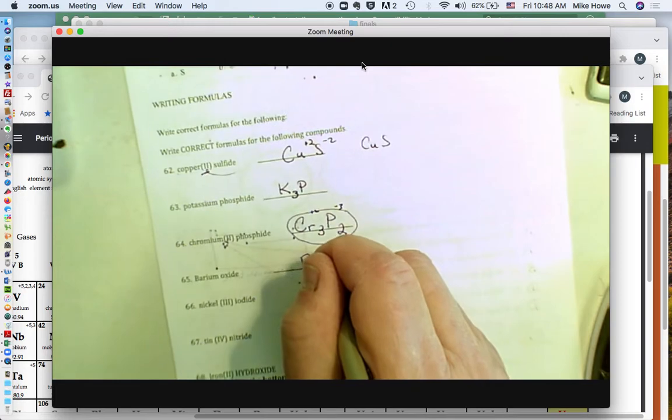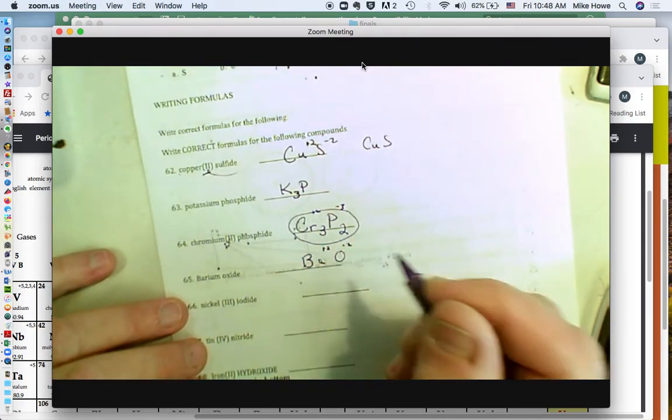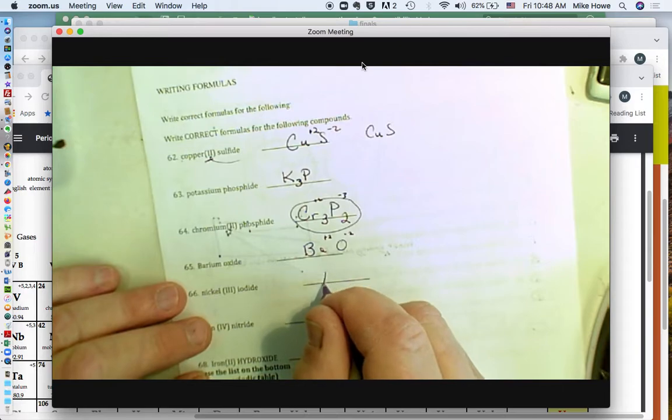Barium oxide is barium, oxide like this. You look at your periodic table, barium you'll find is +2, oxygen's -2, so it's just BaO. Nickel 3 iodide.